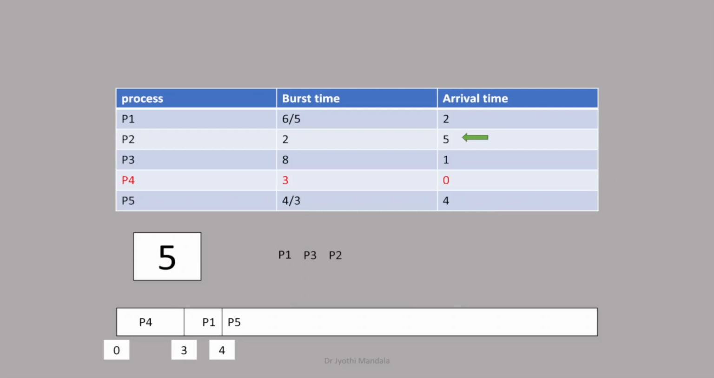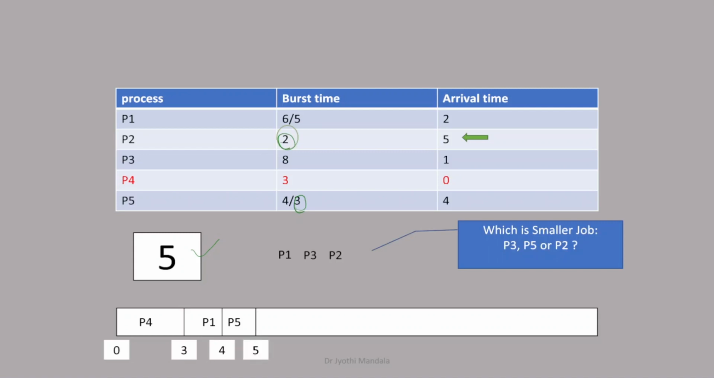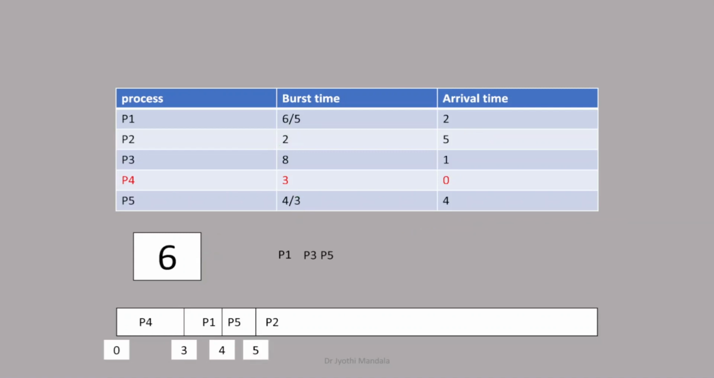And you can see at the 5th second, P2 has arrived. Its required time is 2 seconds. P5, the current process, requires 3 more seconds. Then what happens? P5 has to be preempted and added to the ready queue, and P2 will be given a chance to be executed.